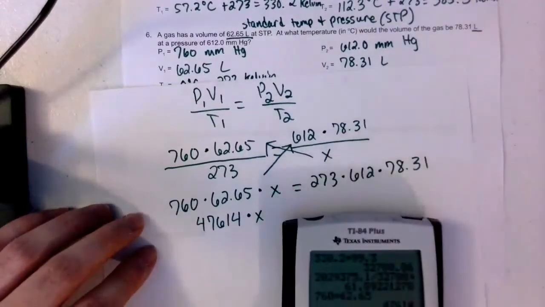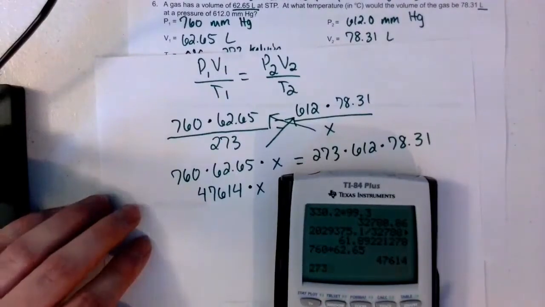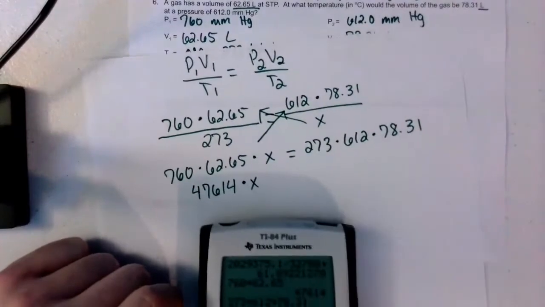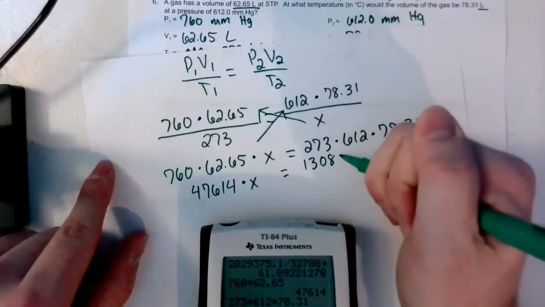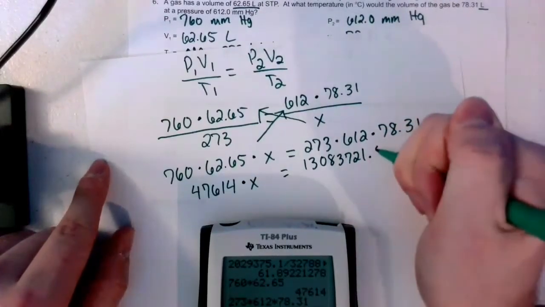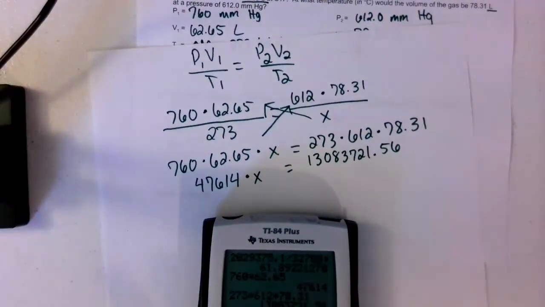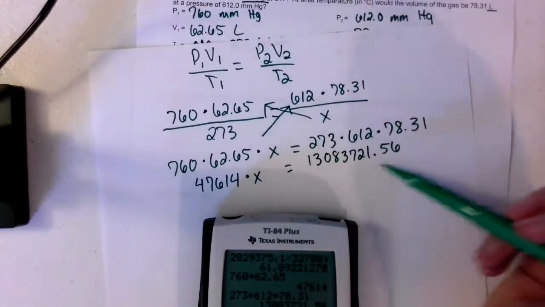On the other side here, we are going to multiply 273 times 612 times 78.31. And this is, wow, a gigantic number. So I'm just going to write this in: 1308371.56. So now on the left side we've got 47614 times x, and over here on the right side we've got this gigantic number.